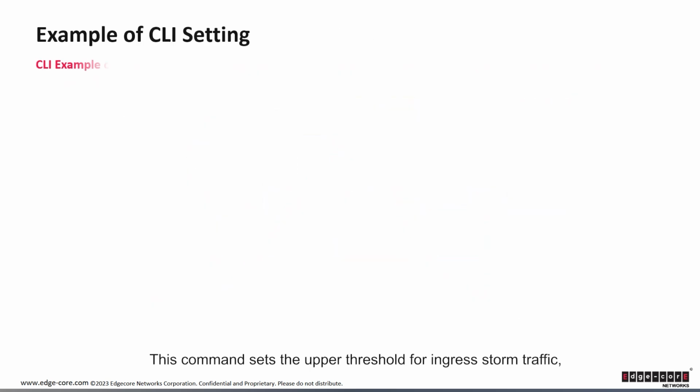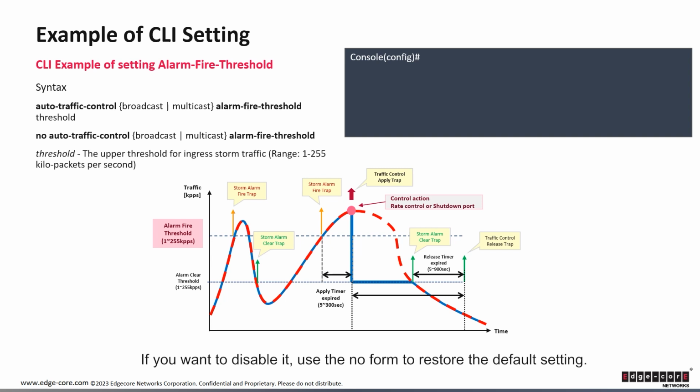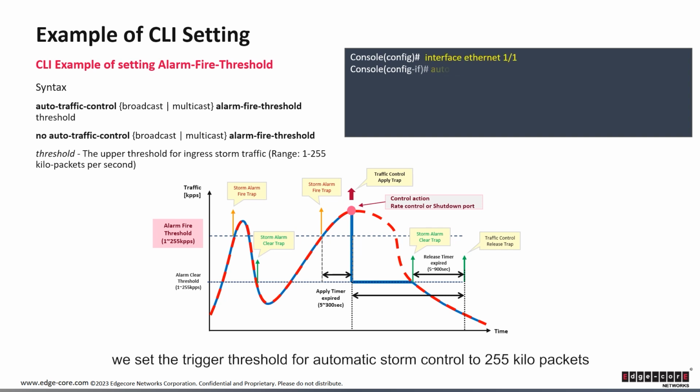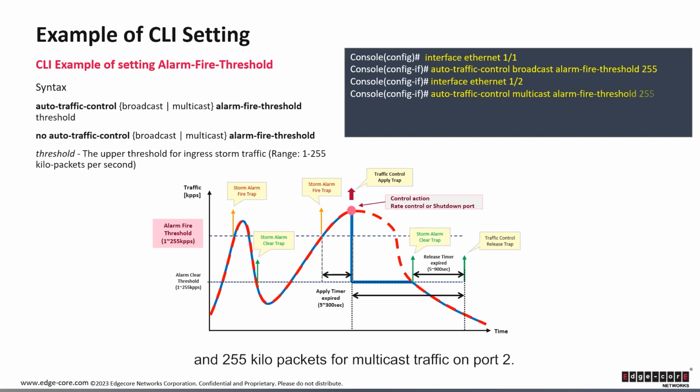This command sets the upper threshold for ingress storm traffic. When the broadcast or multicast is beyond the threshold, a storm alarm fire trap will be sent. If the broadcast or multicast storm is continuous and the apply timer expires, the auto traffic control response will be triggered. If you want to disable it, use the no form to restore the default setting. In our example, we set the trigger threshold for automatic storm control to 255 kilo packets for broadcast traffic on port 1 and 255 kilo packets for multicast traffic on port 2.